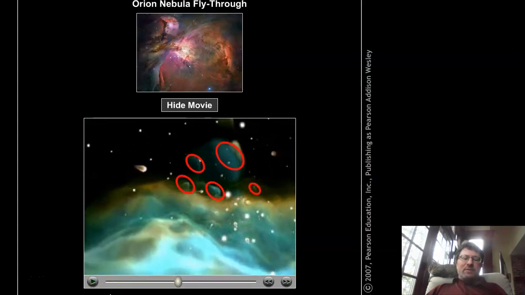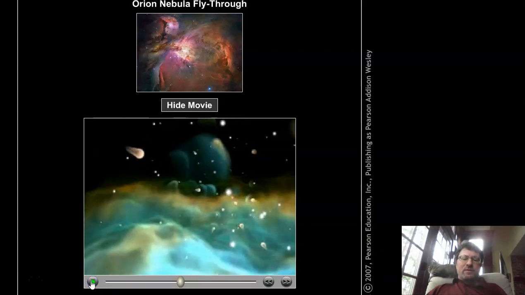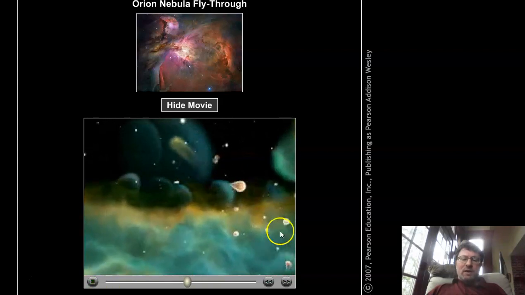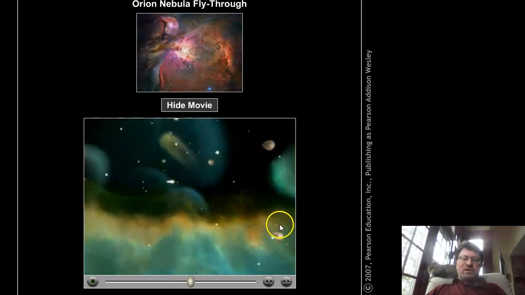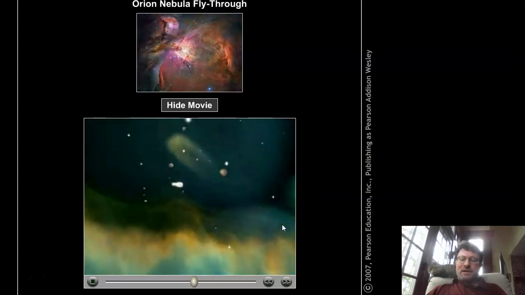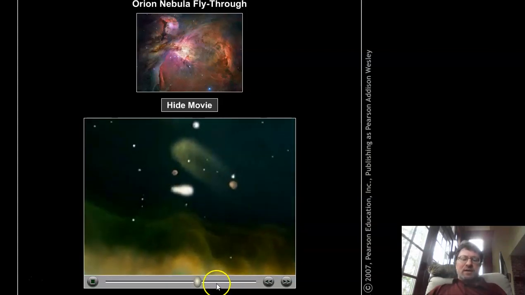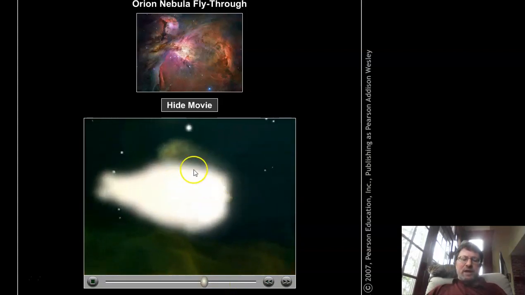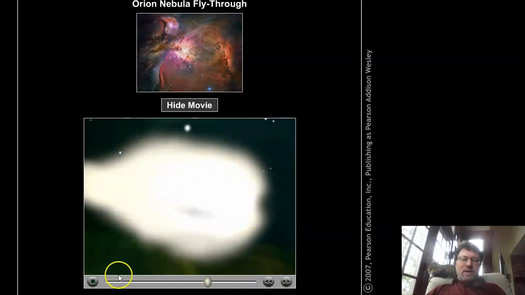So in the Orion Nebula, you have slews of stars that are in the process of forming. You have lots of brown dwarfs as well. Here we're zooming past a proplyd, which is a protoplanetary disk. Here we're zooming on a different one of those. And at the center of this protoplanetary disk, there would be a star that is in the process of forming.